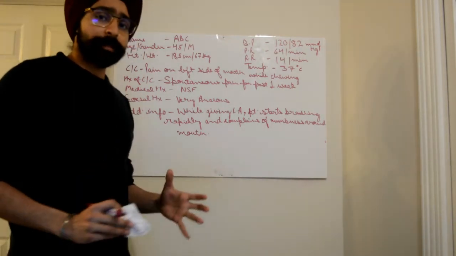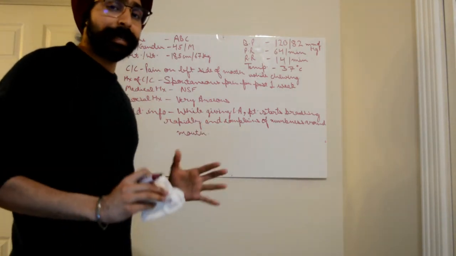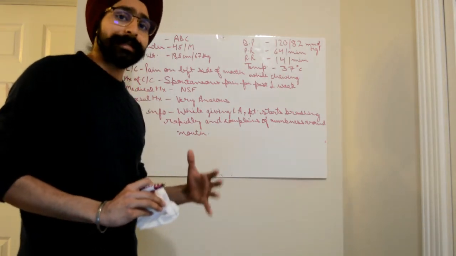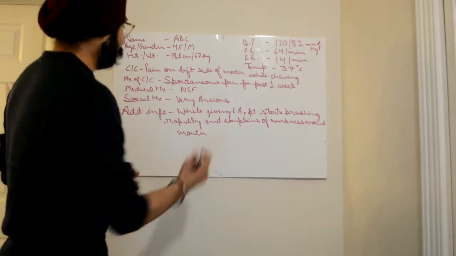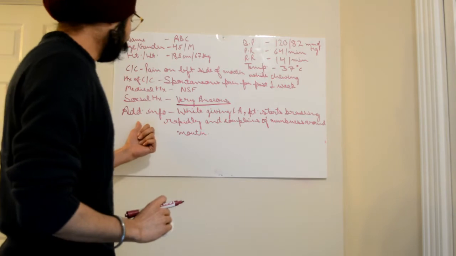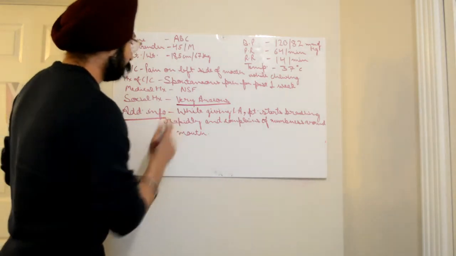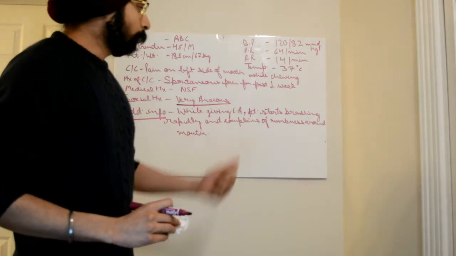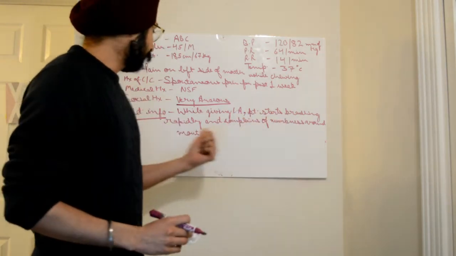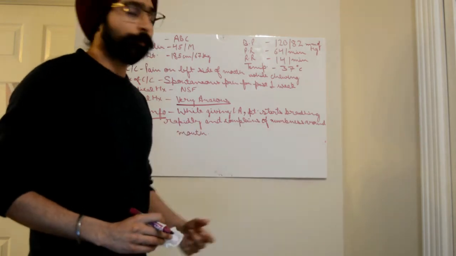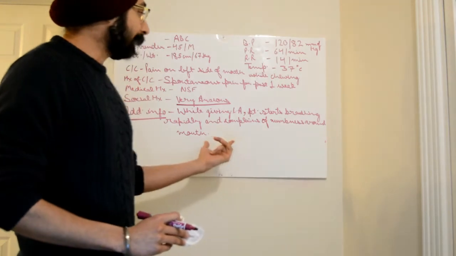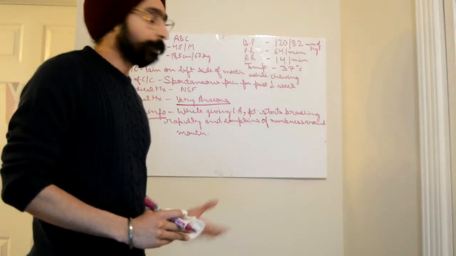Guys, always read very carefully each and every piece of information that you get in the history or as an additional information. Here patient is very anxious. Just remember this thing. Additional information. While giving local anesthesia for whatever treatment, patient starts breathing rapidly and complains of numbness around mouth. Guys, always remember, this is the type of questions that you get from emergency.